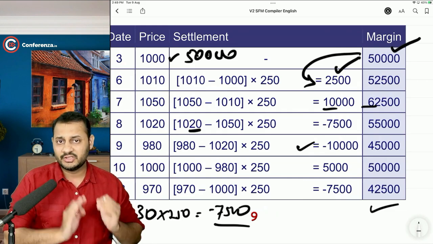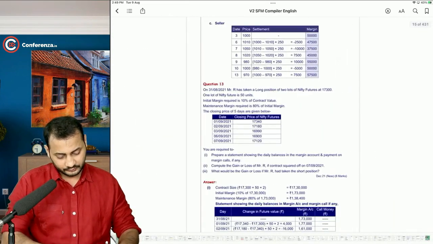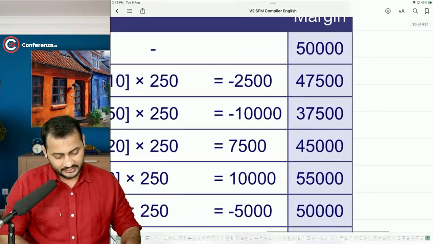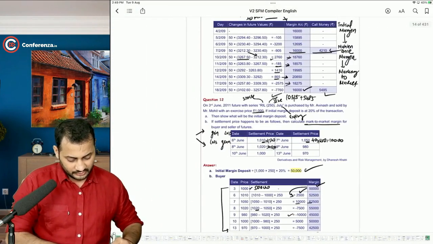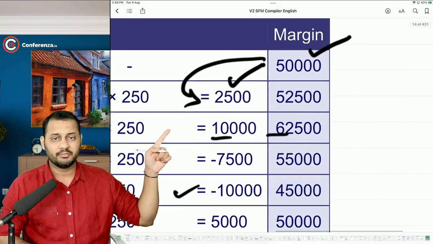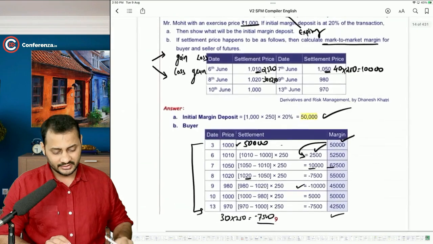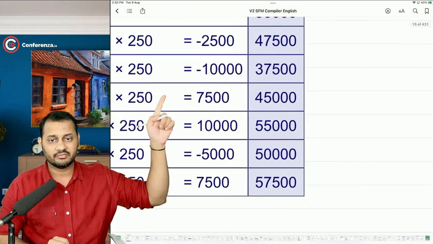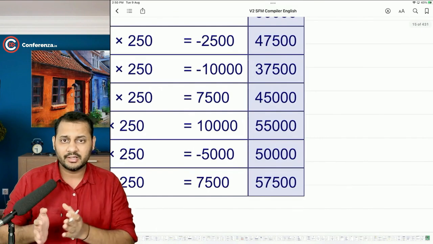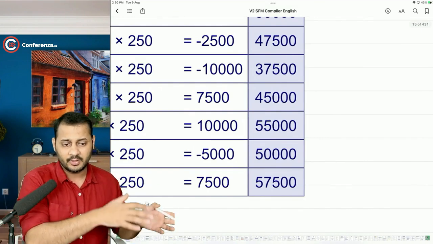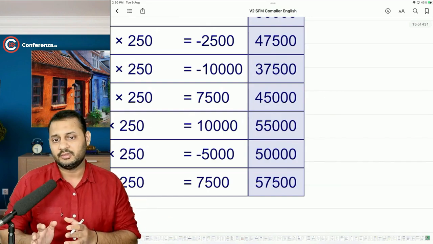So this is the gain and loss, and this is the balance in the margin account. Exactly opposite of this will be the seller's statement. See, you can clearly see that minus 2,500, minus 10,000. Here it was plus 2,500 and plus 10,000. Then in the buyer, it was minus 7,500 and minus 10,000. You can see that plus 7,500 and plus 10,000. So whatever was the profit of the buyer becomes the loss to the seller, and the profit of the seller becomes the loss to the buyer.